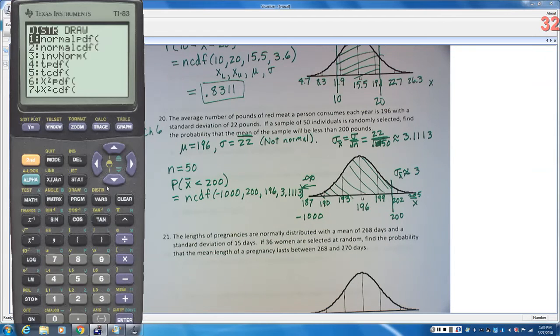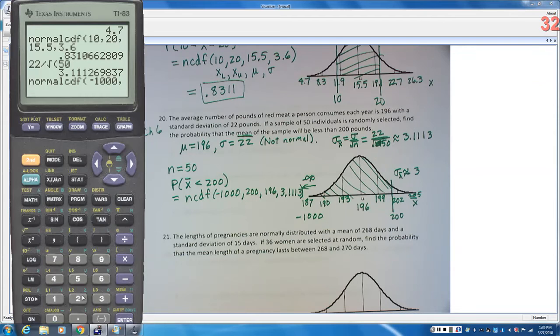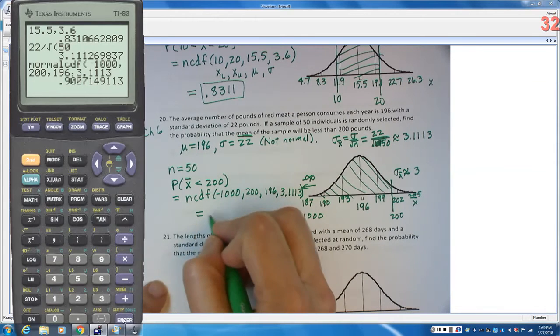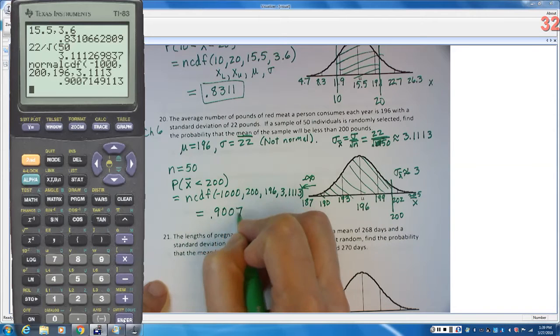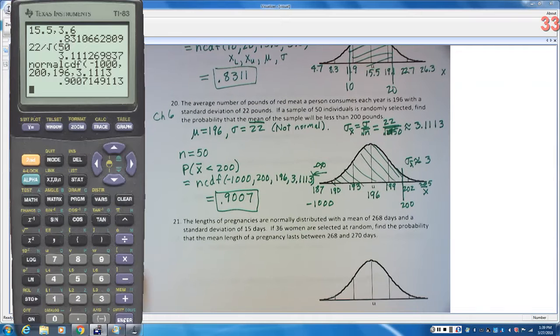Second distribution, normal CDF, negative 1,000, comma, 200, comma, 196, comma, 3.1113. And we get 0.9007. We look at where we shade, how much we shaded of the curve, and that makes sense. Questions?